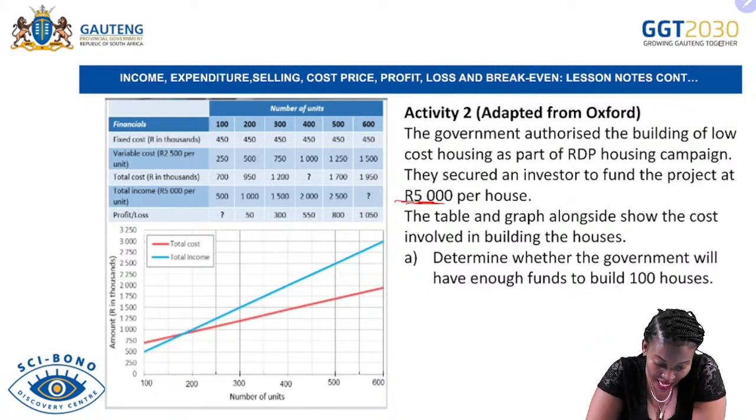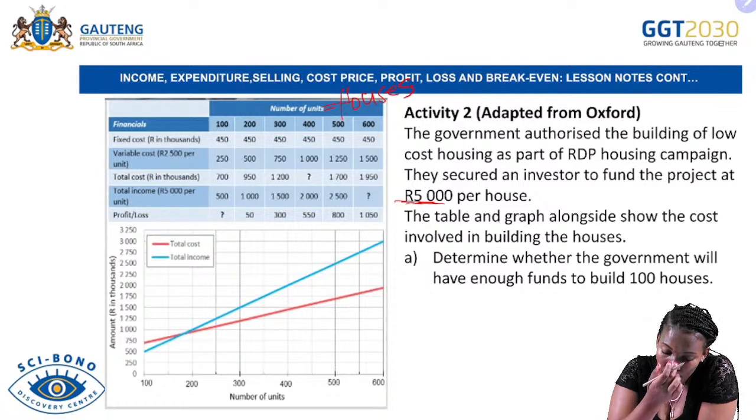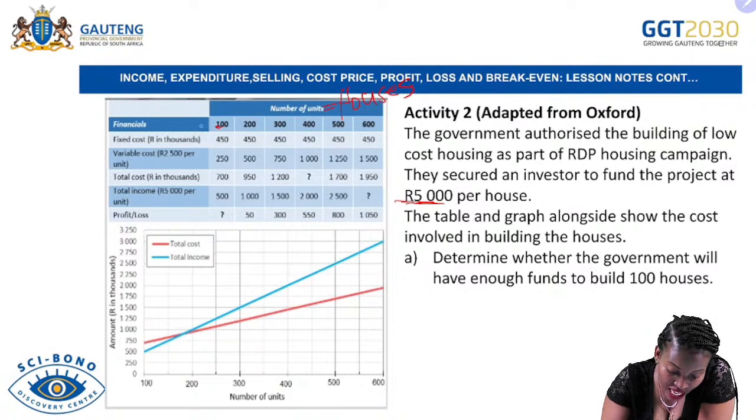And then let us look at our table there. I hope that that table is clear. We've got the number of units here. These units that we are referring to here, it is actually the houses. And then the first number here, we've got 100 houses, 100 units. So the fixed cost in 1,000 rands. The fixed cost, it is 450,000 rands for 100 units.